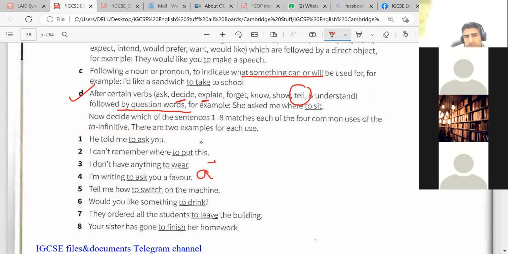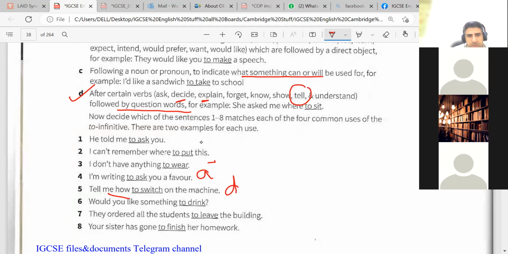Is it clear, Jury? Yes. Type five, Khalid. To tell me how to switch on the machine. D. Followed by the question word. Exactly. So this is D. Perfect.